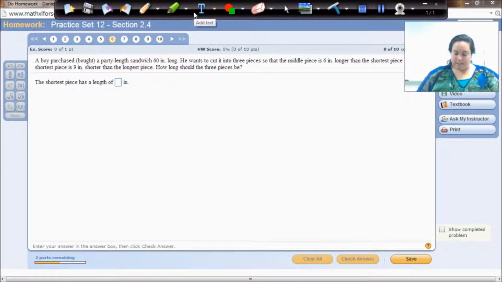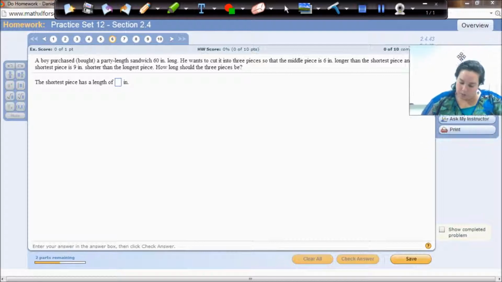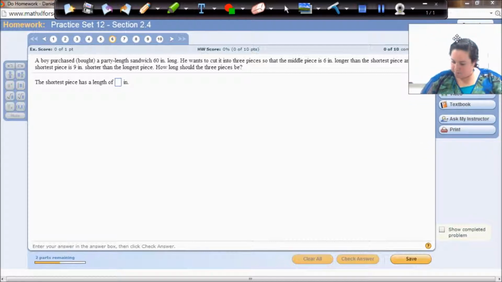So for number 6, we have a boy purchased a party-length sandwich 60 inches long. He wants to cut it into 3 pieces so that the middle piece is 6 inches longer than the shortest piece. And the shortest piece is 9 inches shorter than the longest piece. How long should the 3 pieces be?